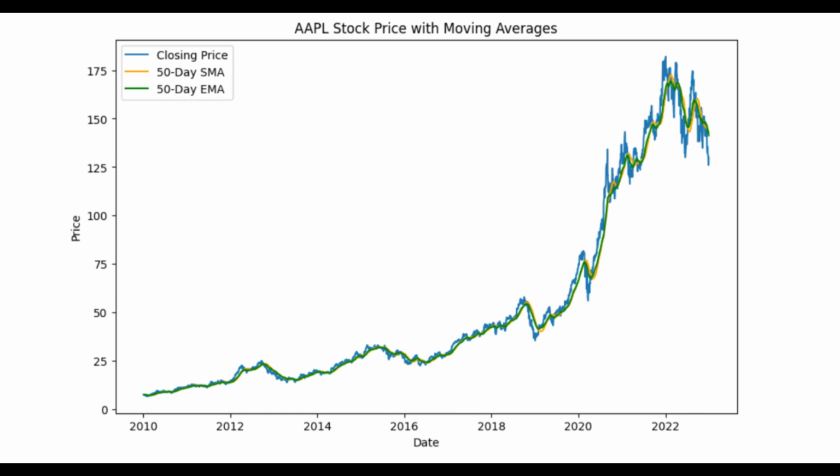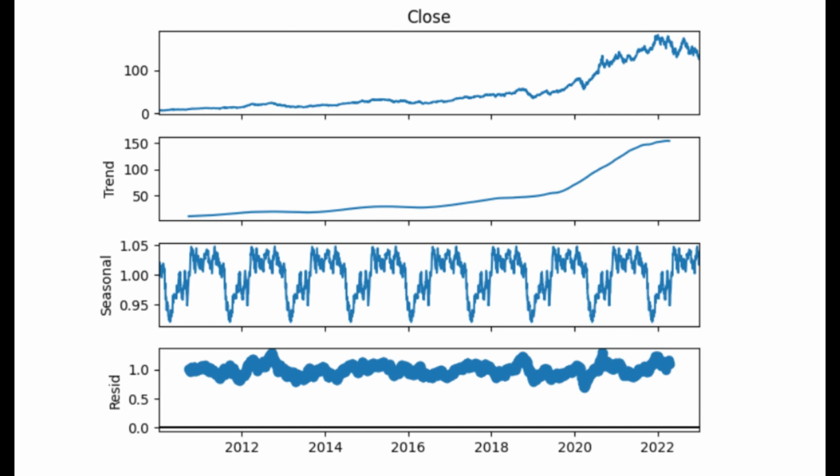Moving averages can really help you catch trends early. For example, we can see major crossover points during 2020's market correction, and again when the stock started its epic climb post-pandemic. Now, here's where things get really interesting.